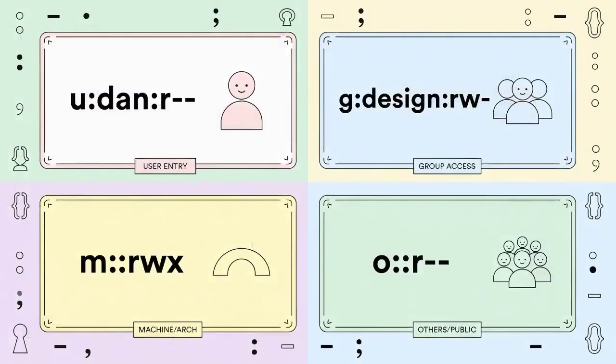Every ACL entry follows a strict type tag format. The 4 entry types are u: for a named user, g: for a named group, m: for the mask, and o: for other. Concrete examples: u:dan:r-- grants Dan read-only. g:design:rw- grants the design group read-write. m::rwx sets the mask ceiling, and o::r-- sets the fallback for everyone not explicitly listed.